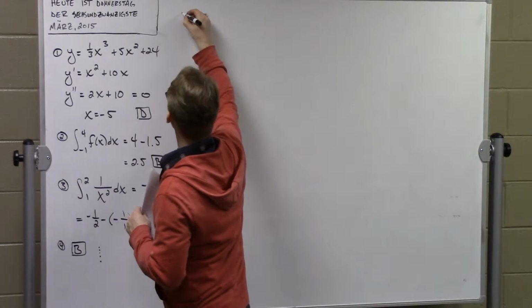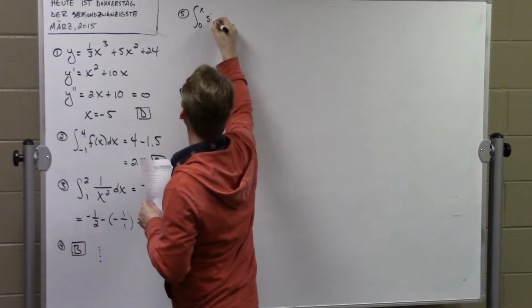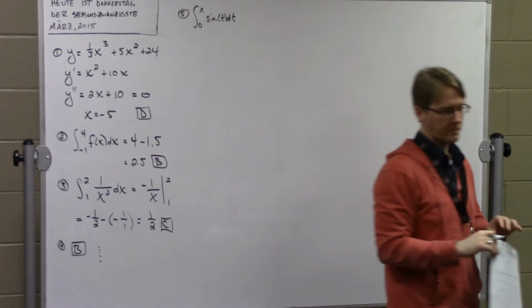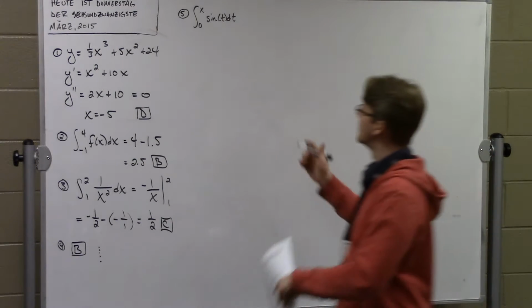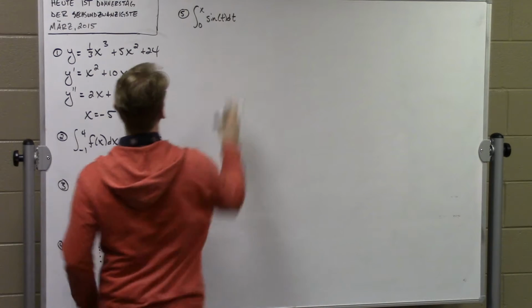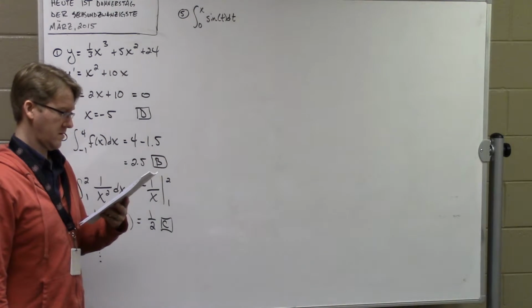All right, number 5, also some throwaway points. You have the antiderivative from 0 to x of sine t dt. Okay. Do it. Negative cosine x, it's D. Which is cosine of x minus 1.